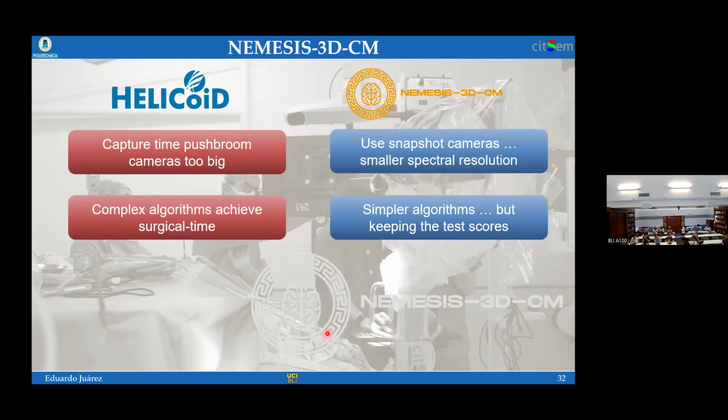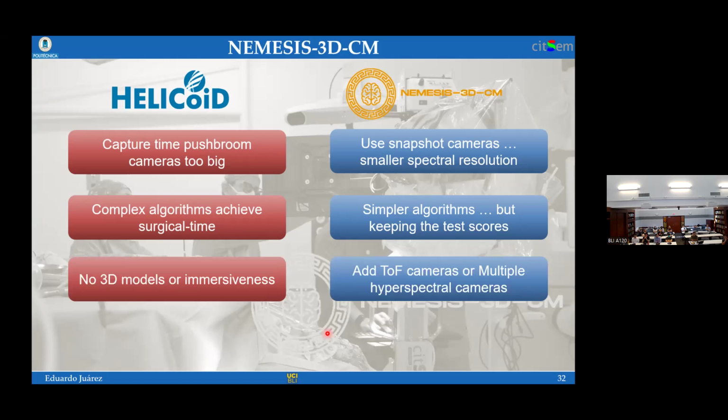Second, the HELICoiD algorithm. I have shown you the block diagram. It's a complex algorithm that achieves surgical time, and it is really difficult to achieve real time. So here we try to simplify the algorithms because it's the only way in the end to achieve real-time performance. But what we do not want is to lose performance. We want to keep the test score. We want to do something similar using 25 bands to what we do with the 800 bands. Because probably it's not just having more wavelengths that gives you the possibility to differentiate between the healthy and the pathological tissue.